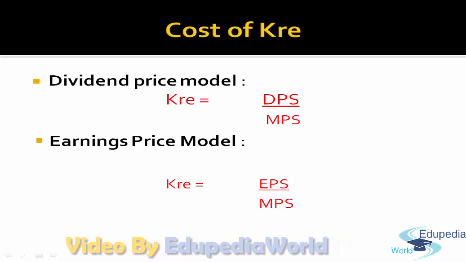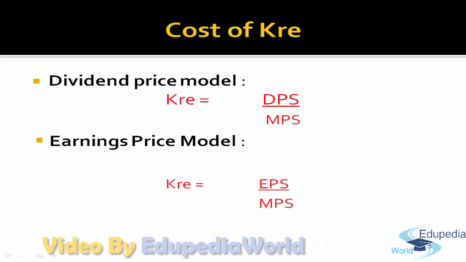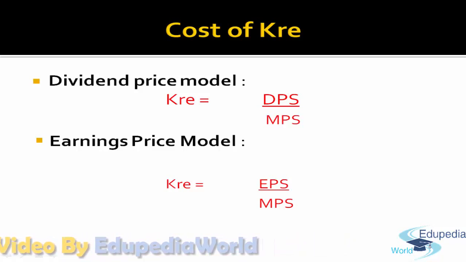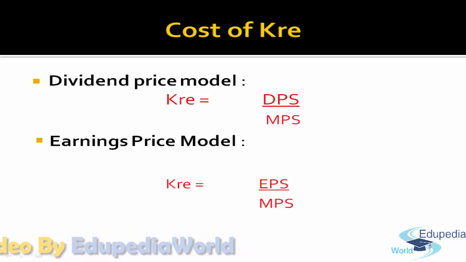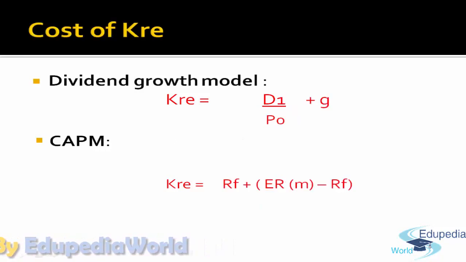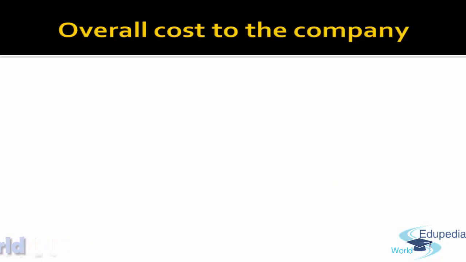For the dividend price model, KRE will be dividend per share divided by market value of the share. In the earning price model, your cost of retained earnings is earnings per share divided by market value of the share. The dividend growth model is the same, that is your dividend to be paid at the end of year 1 divided by the market value of the share plus growth, and CAPM is risk free rate plus market risk premium multiplied by beta.